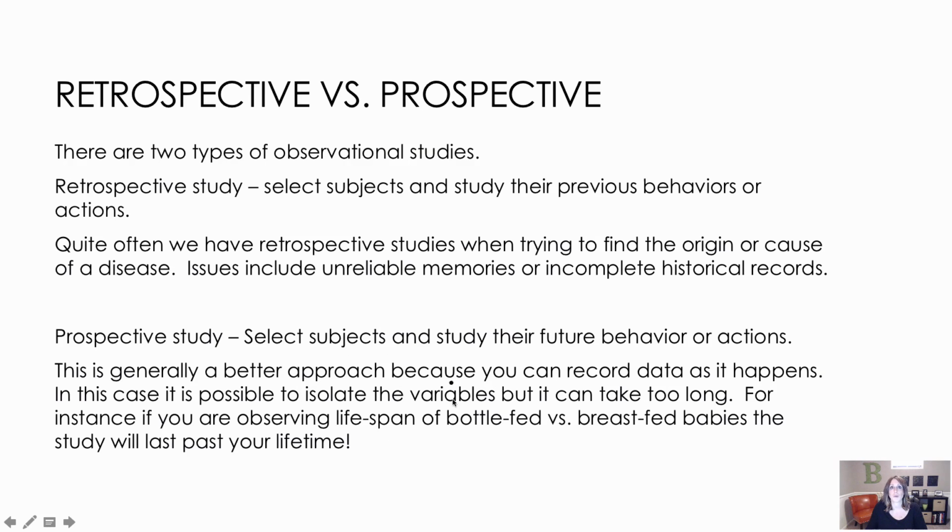For instance, if we wanted to follow students from birth to age 18 and look at a specific variable, that would be pretty difficult because we know that it would take us 18 years to record that data. So for instance, bottle-fed versus breastfed babies, if we're looking at lifespan, well, gosh, that's a lot more than 18 years. That's a whole lifetime. So doing a prospective study with something like that would be difficult to do.